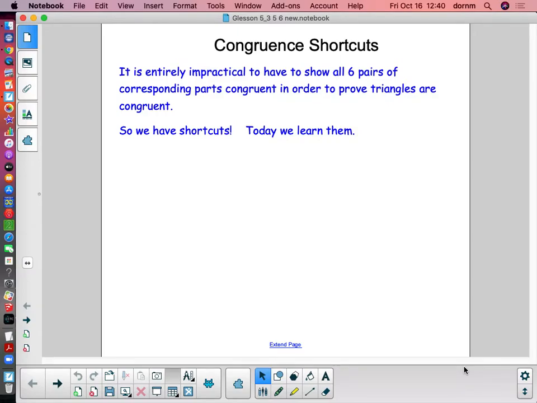So what we see here is that it is really impractical to show that all six pairs of corresponding parts are congruent in order to prove that triangles are congruent. So what we're going to do today is combine three sections, 5.3, 5.5, and 5.6, into one podcast. In fact, it'll actually be two podcasts, one today and one tomorrow, just trying to break it down. These might get a little bit longer than our regular podcasts, but we're combining a whole lot of ideas into one here, so apologize for the length that's probably going to happen.